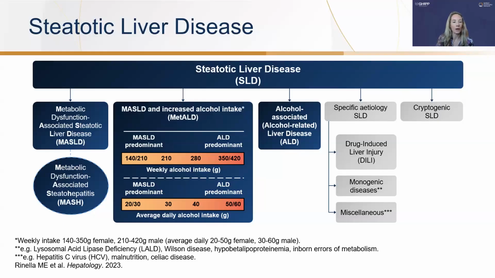And then if you have patients who don't necessarily have the cardiometabolic risk factors, but have excessive alcohol use, you can see steatotic liver disease. And these are going to be your patients who have alcohol-associated liver disease, or ALD. And then you need to consider patients who might have drug-induced liver injury. We can see steatosis, monogenic diseases like lysosomal acid lipase deficiency, LALD deficiency, hepatitis C virus, celiac disease, Wilson's disease, some other rare inborn errors in metabolism, and then the category of just cryptogenic steatotic liver disease.